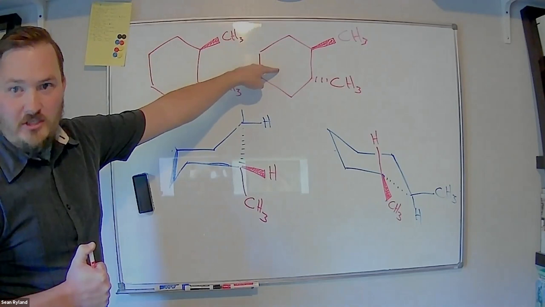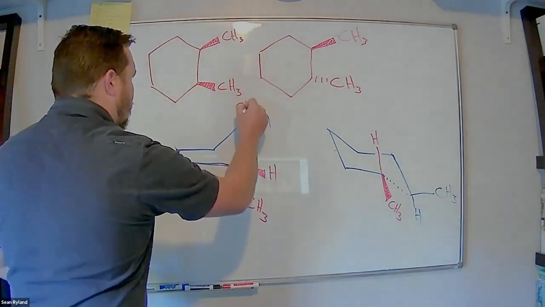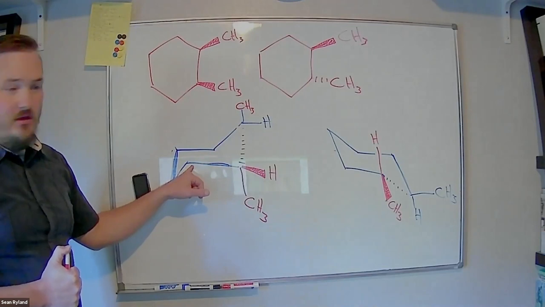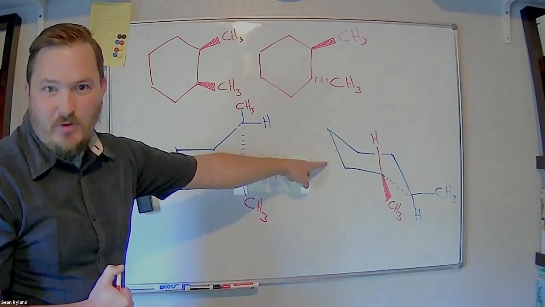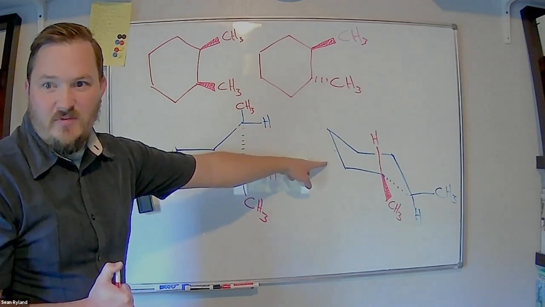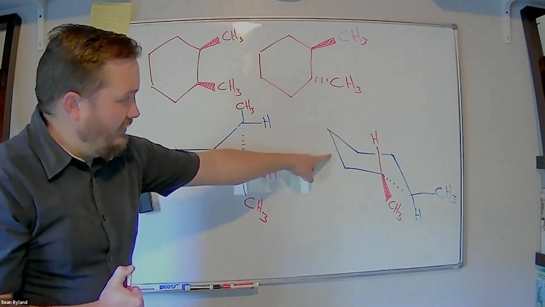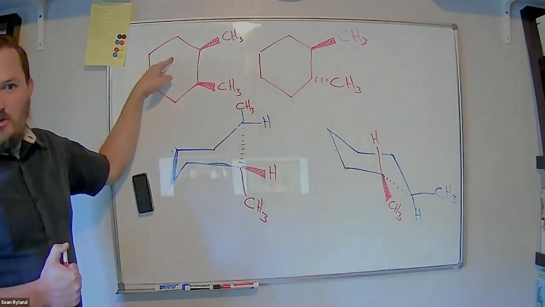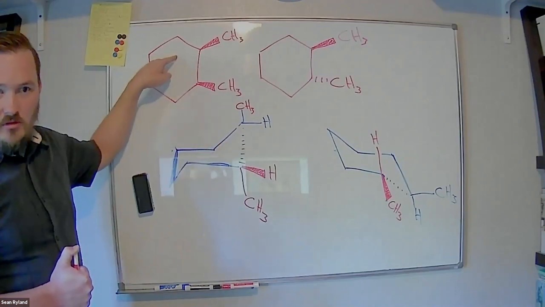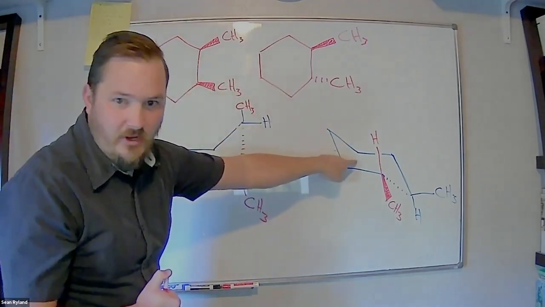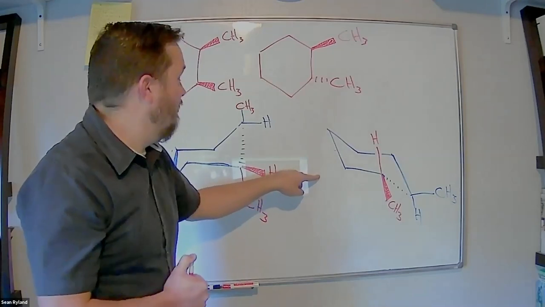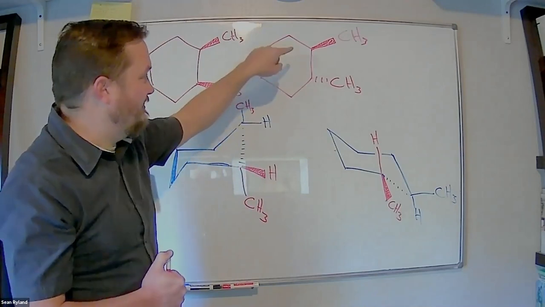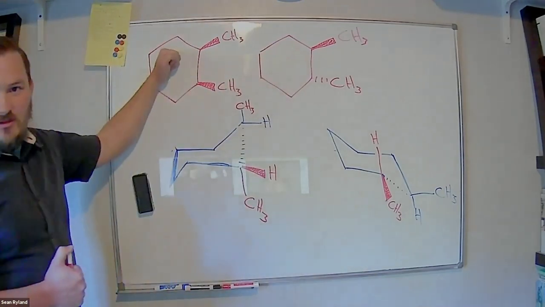This one, we drew one chair conformation where they were both axial, which would be our least stable possibility, right? But then when we flipped it, we got both of our methyls into the equatorial position. This is more stable than either of the other options. Our options are two axial, one equatorial and one axial, or two equatorial. This is the most stable conformer, which means this is the more stable isomer. It has a conformer that is significantly lower in energy than either of the possibilities for this one.